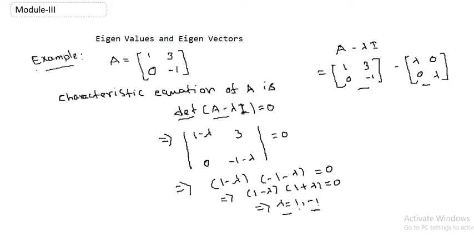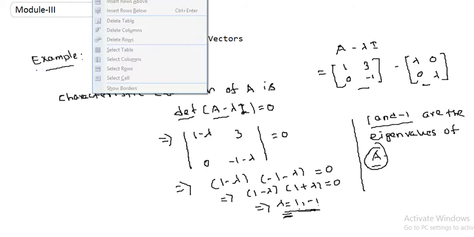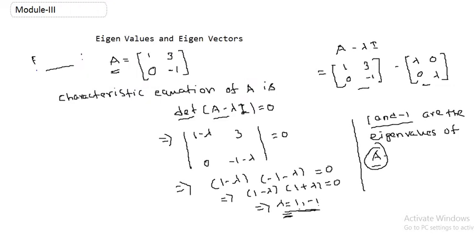Basically, these characteristic roots are all the eigenvalues of the matrix A. So 1 and -1 are the eigenvalues of the matrix A. So the roots of this characteristic equation are the only eigenvalues of the given matrix A. Let me first state that result, then we will take some more examples and talk about how to find the eigenvalues.